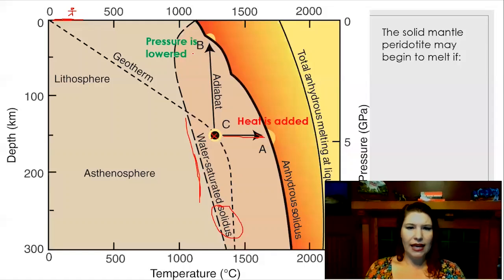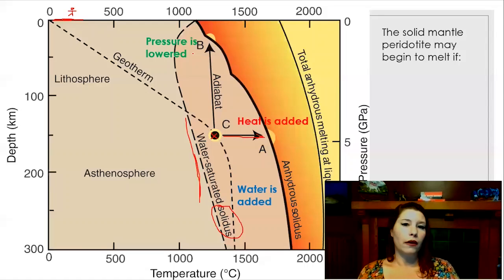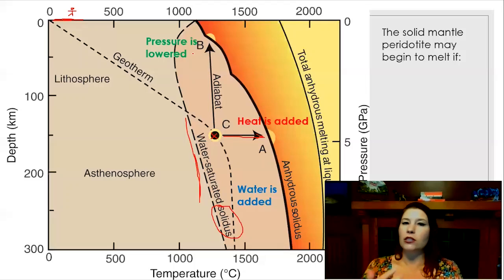Okay, and what's the last thing we could do? So we can add heat, we could lower pressure, or we can introduce a fluid, particularly water. And water is going to allow molecules to move around. That means that, once again, we can start to melt, because for rock to melt, molecules need to spread further apart, and water or another fluid, maybe carbon dioxide, sulfur dioxide, a lot of different things in here, can encourage that.